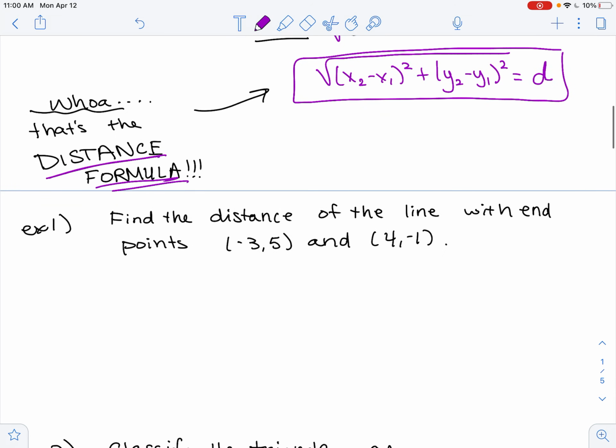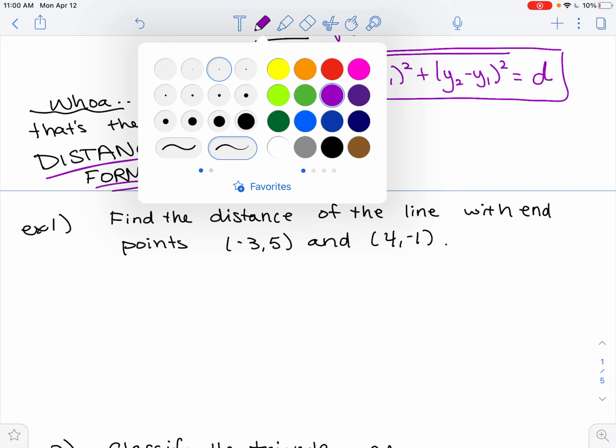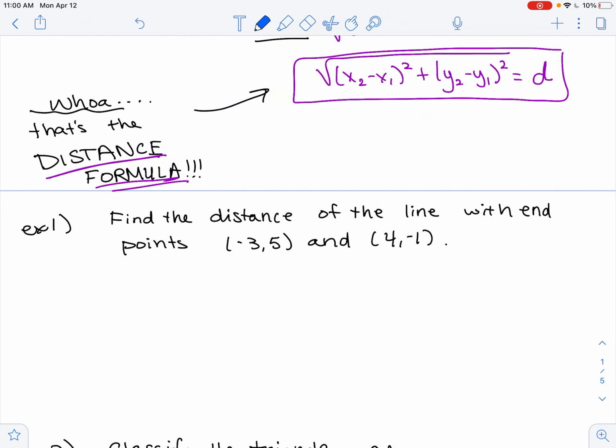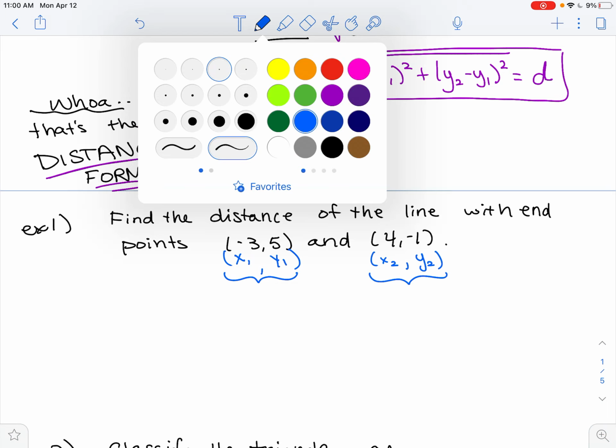Okay, so using this, we're going to find the distance of the line with the endpoints of (-3, 5) and (4, 1). So the first thing I'm going to do is go through here and label it. This is my first point, so I'm going to label this as x1 and y1. And I'm going to label this one here as x2, comma, y2. And again, that just helps me differentiate between which point is which. This is my first point, so that's why I put the 1s on the x and the y. This is my second point, that's why I put the 2 on the x and the y.